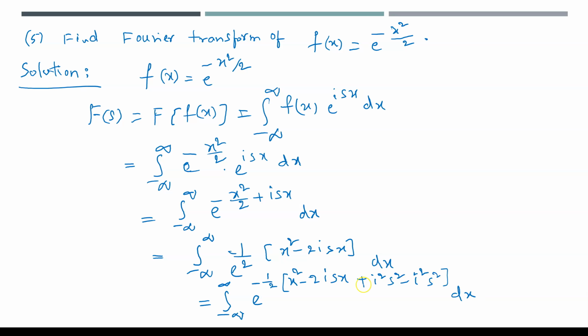To get a perfect square, we make this adjustment. Now these three terms together give a perfect square, like a square minus 2ab plus b square. So we can write it as the integral from minus infinity to infinity of e power minus 1 by 2 into (x minus is) whole square, minus i square s square.